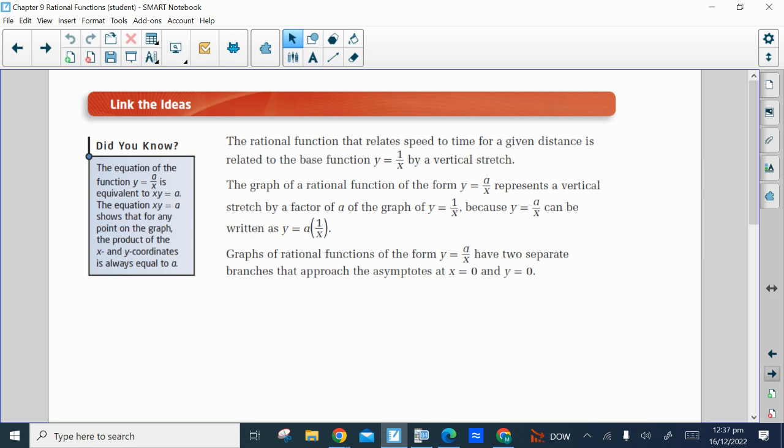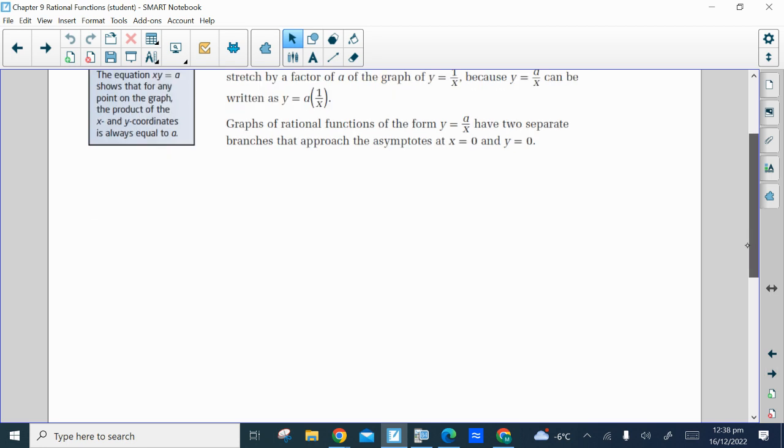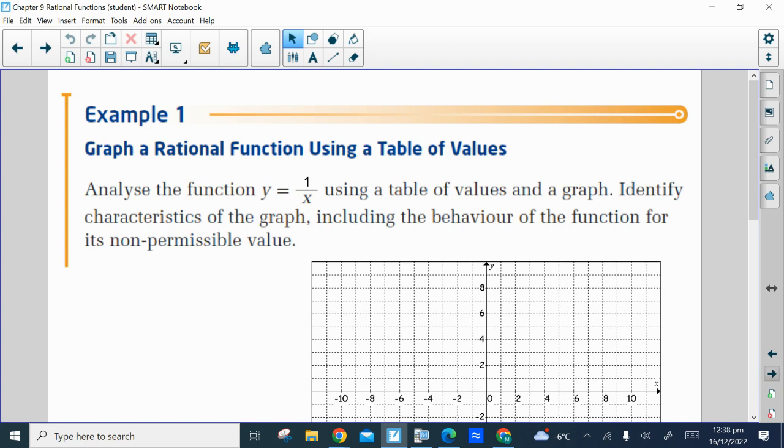So the rational function that relates speed to time for a given distance is related to the base function y = 1 over x by a vertical stretch. The graph of a rational function of the form y = a over x represents a vertical stretch by a factor of a of the graph of y = 1 over x, because y = a over x can be written as y = a times 1 over x. So graphs of rational functions of the form y = a over x have two separate branches that approach asymptotes at both x = 0 and y = 0. So we'll see that when we start by graphing.